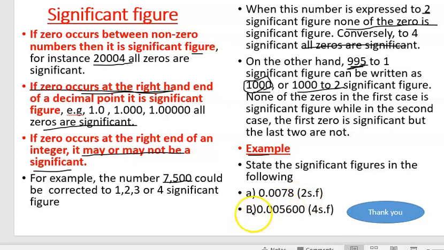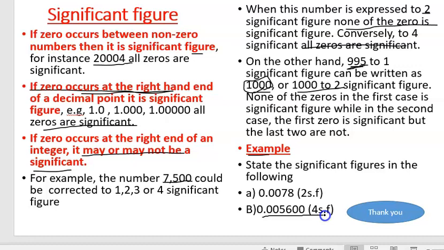Similarly, if I take a number like 0.005600, realize the zeros to the left are not significant, but the zeros to the right are significant. The zeros to the right are significant because they are to the right of the decimal point, and therefore 5 is the first one, 6 the second one, 0 the third one, and the other 0 the fourth one. So this number, 0.005600, actually has 4 significant figures.